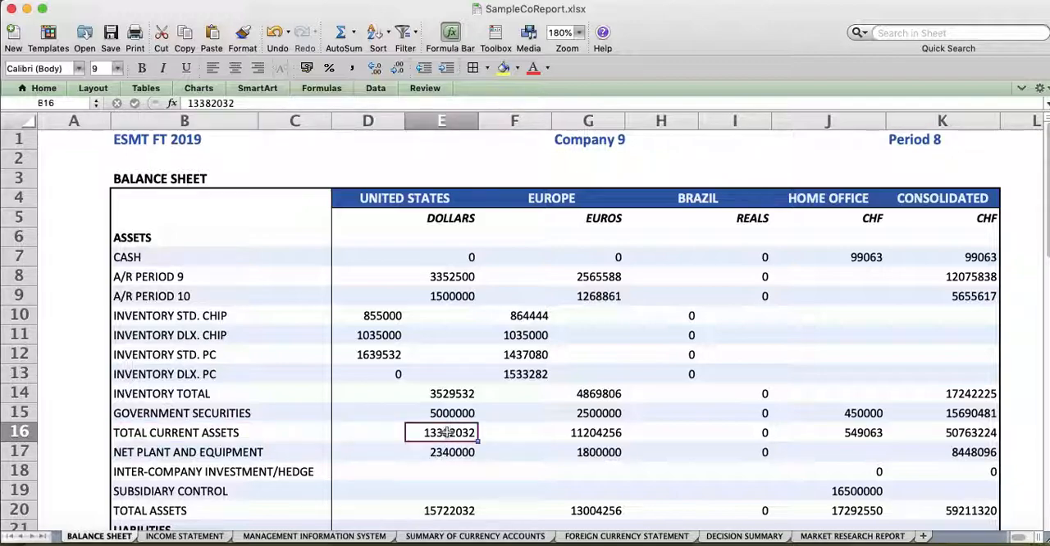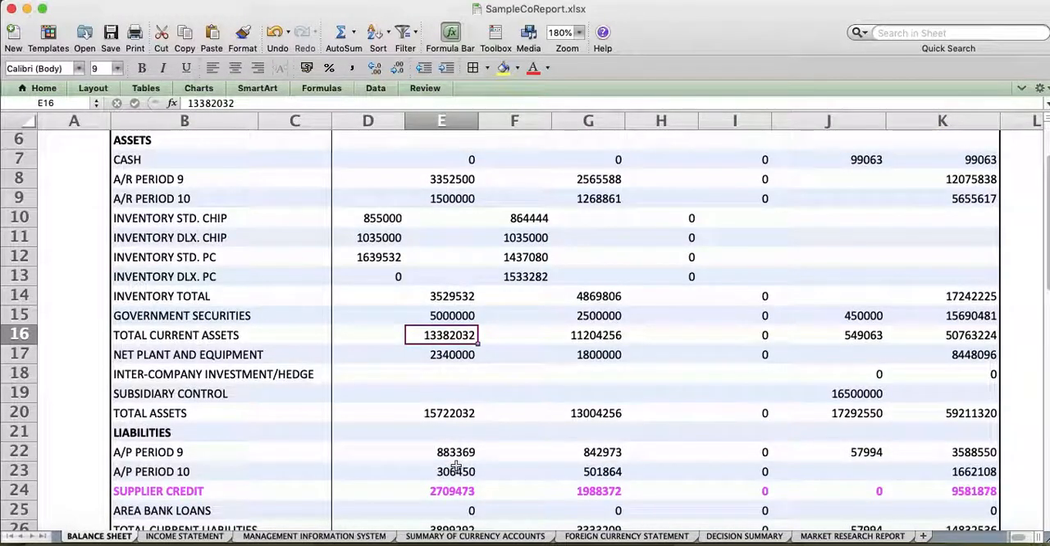In this case, in the US, it's like $13.38 million, so quite a lot of money. This is important information for this company because the current assets are one of the elements taken into account by the simulation model to decide how much money this company would be allowed to borrow from the local bank, from the US area bank.